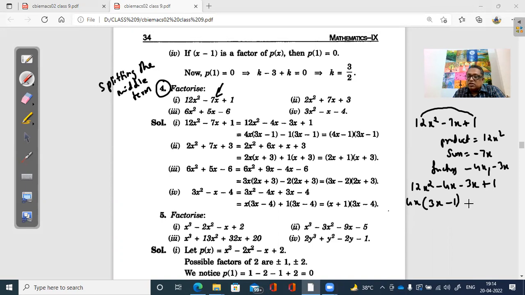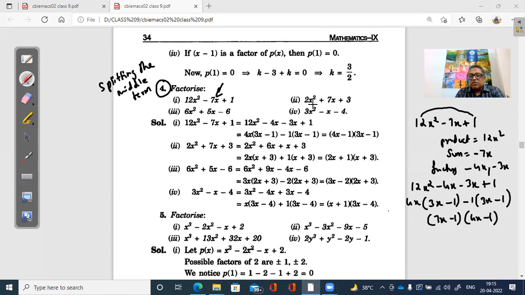And here nothing is common, but 1 is always common in everything. I can take negative 1 common. So you're going to get 3x minus 1, and when you open the bracket, you should get back the same thing: minus 3x, and minus and minus plus 1. And remember, these two brackets should be the same. So we will write this as 3x minus 1 into 4x minus 1. So these are my factors. This is called splitting the middle term.